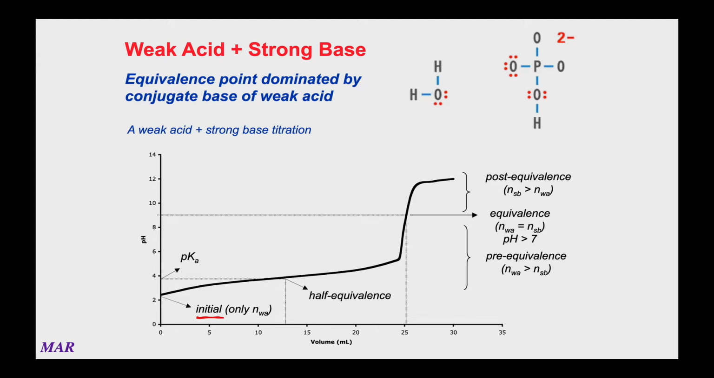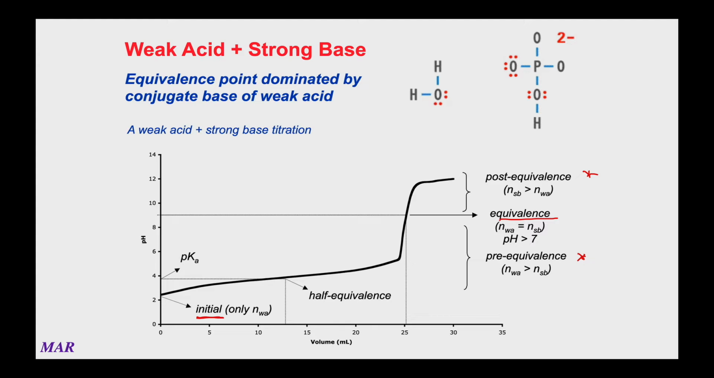You'll have an equivalence point where the moles of weak acid equal the moles of what you're adding, moles of strong base. And then there will be a pre and a post-equivalence region. Pre-equivalence means you have more moles of what you started with than moles of what you're adding. Post-equivalence, more moles of what you're adding than moles of what you started with. But there are a couple of differences here too.